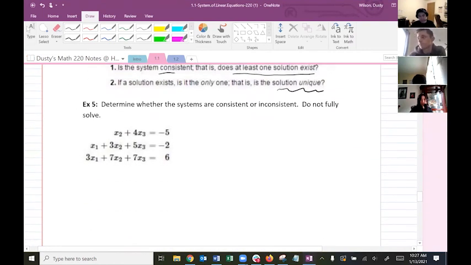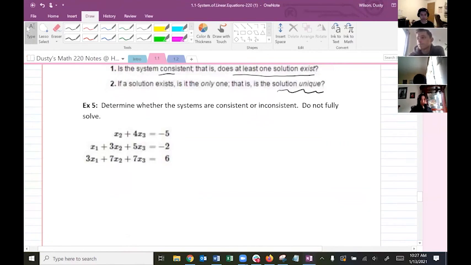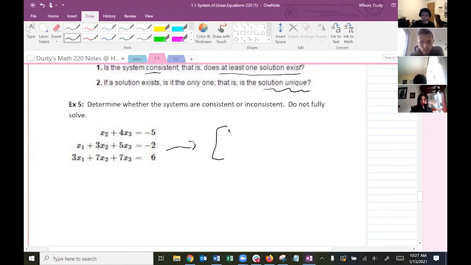And so I want to focus in on these next 2 examples. I'm not going to spend a lot of time on row reducing. I'm just going to go straight to the punchline on these ones so we can keep moving. First of all, we're going to turn this system of equations into an augmented matrix. We have 0, 1, 4, -5, 1, 3, 5, -2, 3, 7, 7, 6.